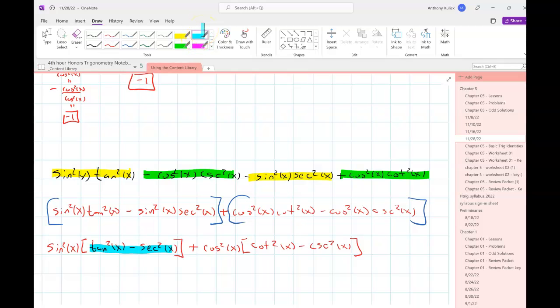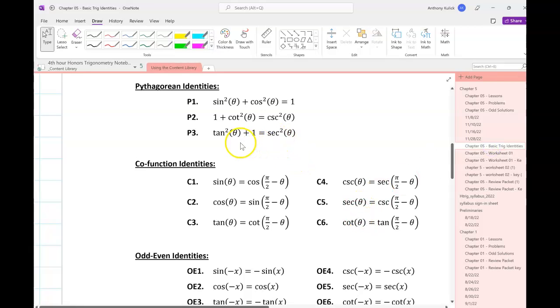Let's take a look at these guys. What do those scream to you? Pythagorean. Yeah. So let's go look at the first one. Is there one that relates tangent squared to secant squared? Yeah, that was P3, right? That secant squared is tangent squared plus 1.